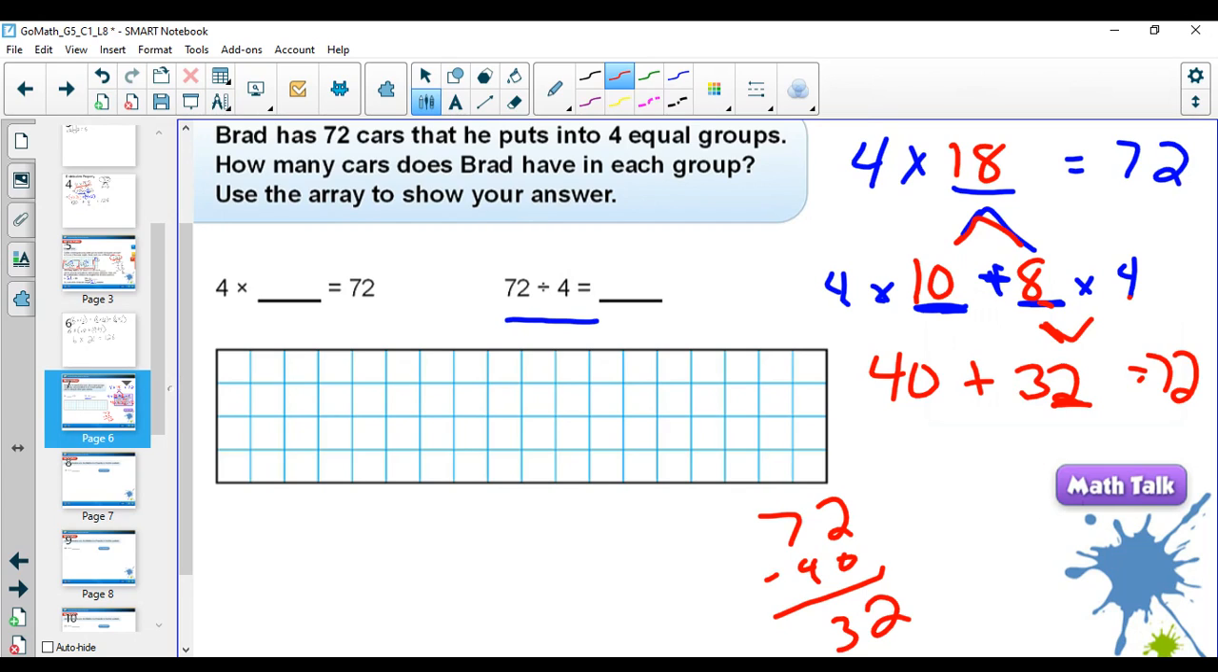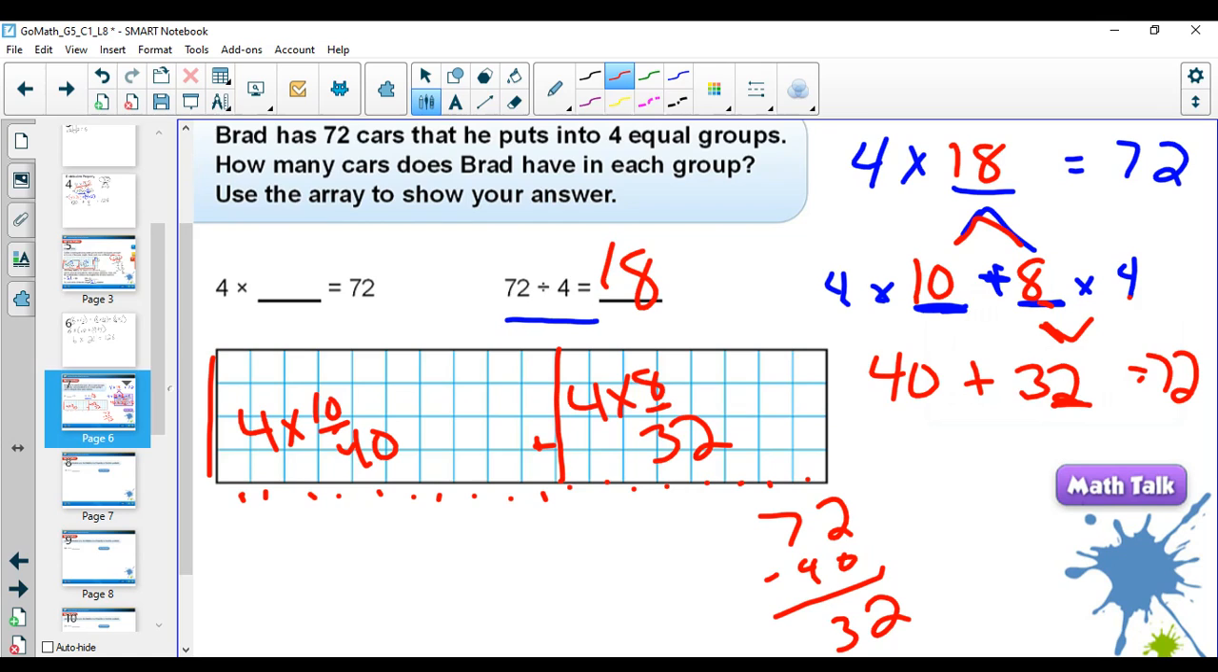And again, we can demonstrate that over here, right? So this array is already 4 tall, right? So I'm just going to count out 10 across. 1, 2, 3, 4, 5, 6, 7, 8, 9, 10, right? So here's my 4 times 10, which equaled 40. Now I need to count out 8 more columns. So I get 1, 2, 3, 4, 5, 6, 7, 8. And 4 times 8 equals 32, right? So 40 plus 32 equaled 72. So 10 plus 8 equals 18, which gives me my answer.